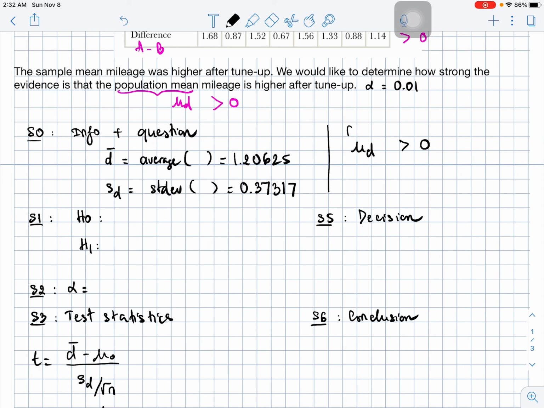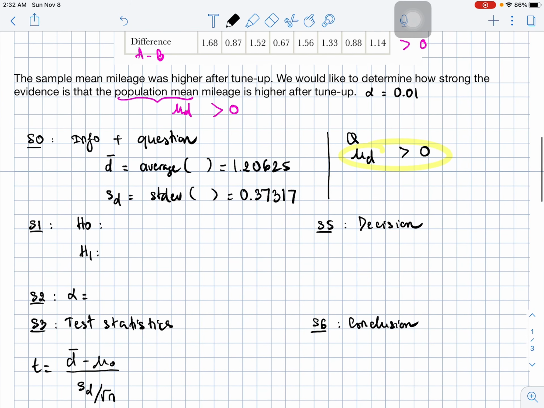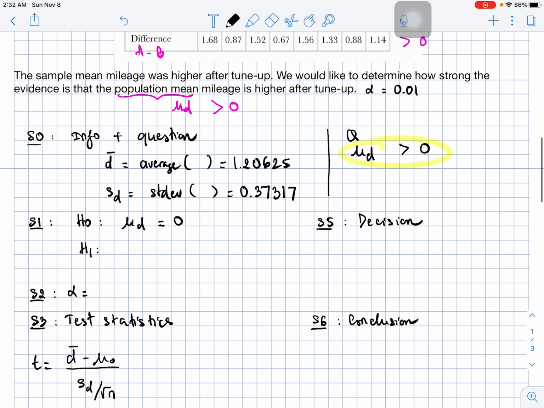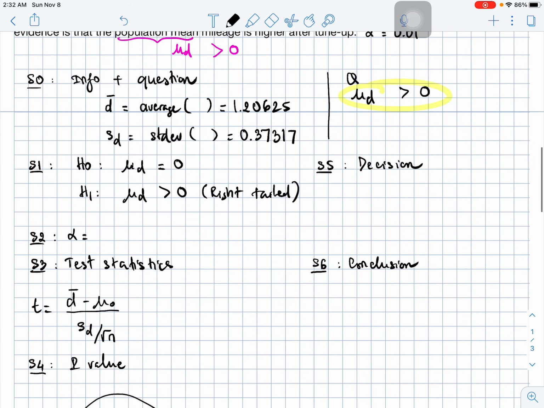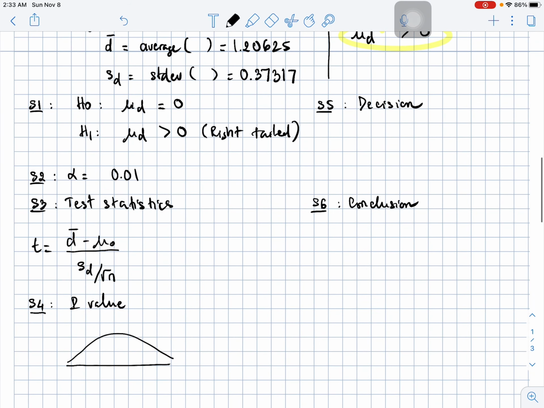Now, under step 1, we will use the question to set up the null and alternative hypotheses. Under the null, we will assume it's always equal, so it will be equal to 0. And opposite to that will be, in this case, greater than 0. We will use the right tail. Alpha in step number 2 is given in the problem as 0.01. Step number 3 is the test statistic.